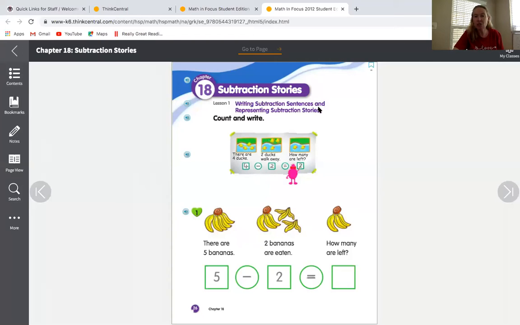This says writing subtraction sentences and representing subtraction stories. There are 5 bananas, so the number you need to write first in this example is 5. 2 bananas are eaten: minus 2 equals, how many are left, friends? I want you to count, and I want you to write 5 minus 2 equals, and then the answer. Mrs. Frey has to grab something real quick. I'll be right back. You practice 5 minus 2 equals.